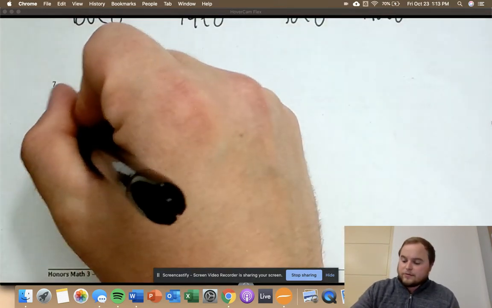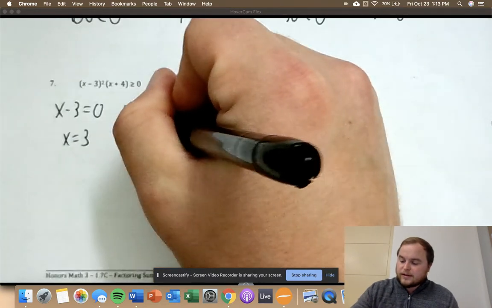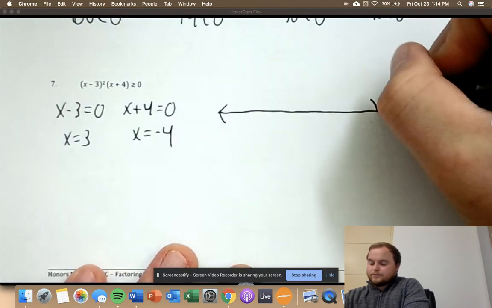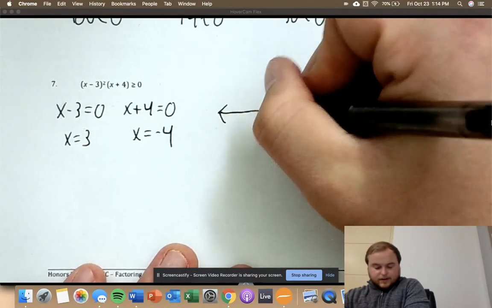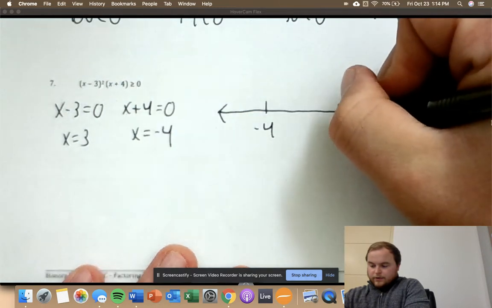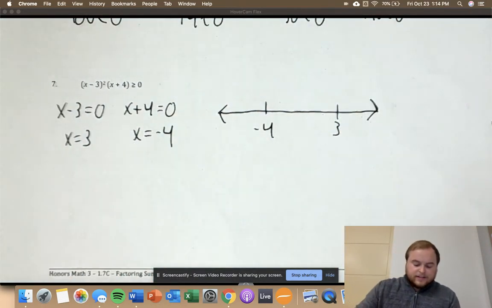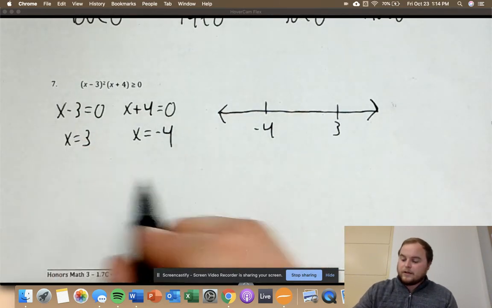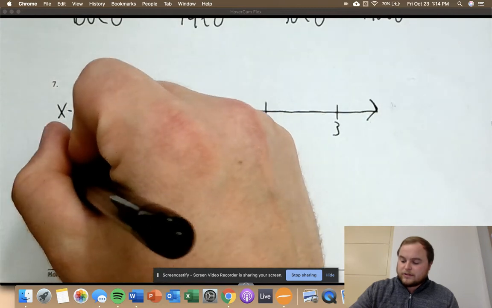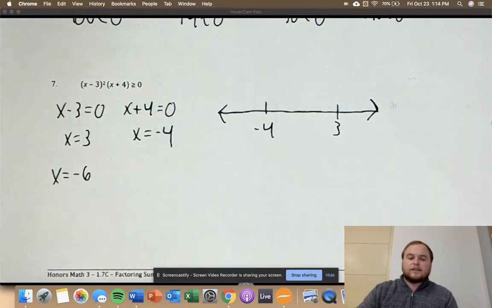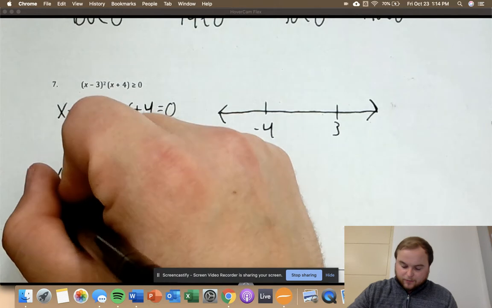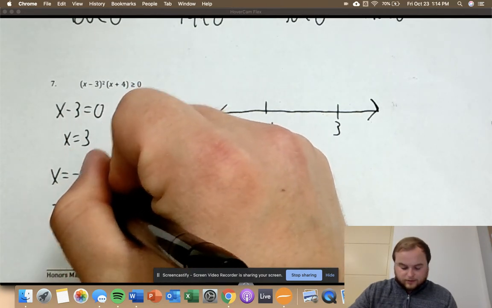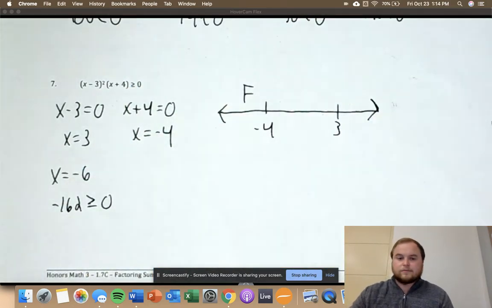So we get x equals 3. We get x equals -4. We're going to plot that on our number line. We have -4, and we have 3. And we're just going to test on these intervals, just like we've been doing, right? So let's say we have a number x equals -6 because it's less than -4. When we test that out, we end up getting -162 is greater than or equal to 0, which is false.